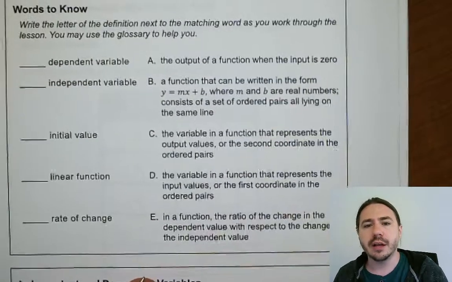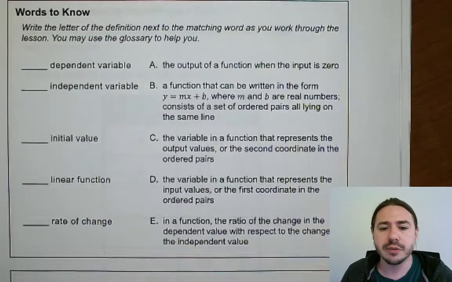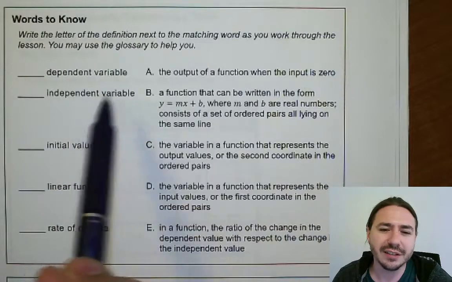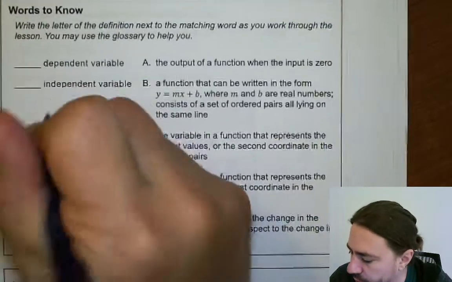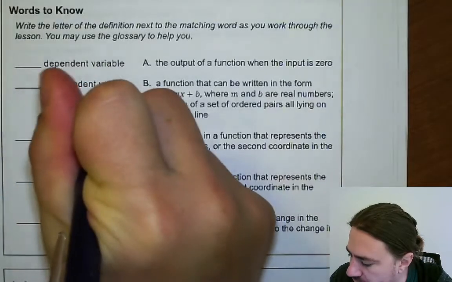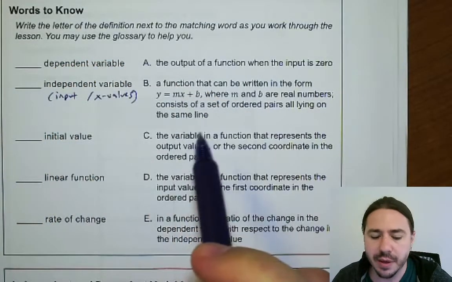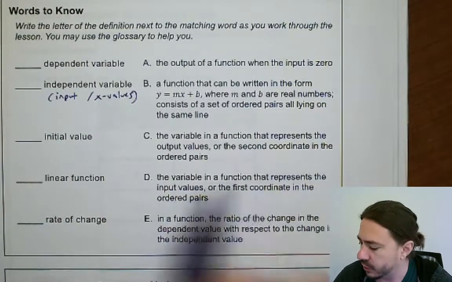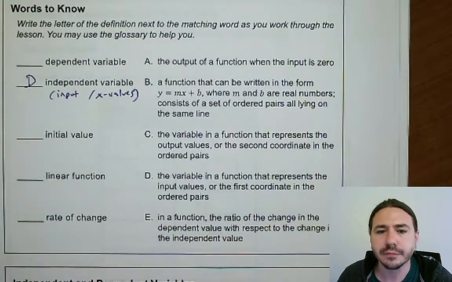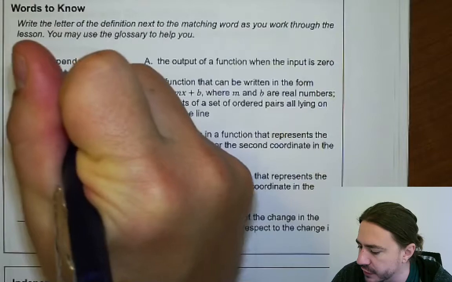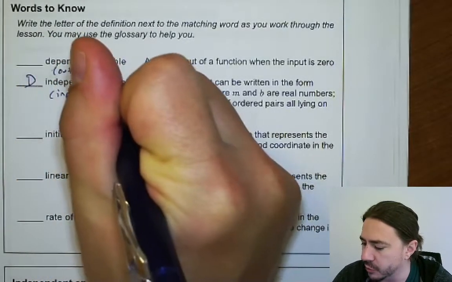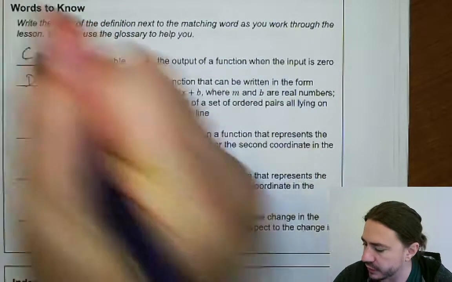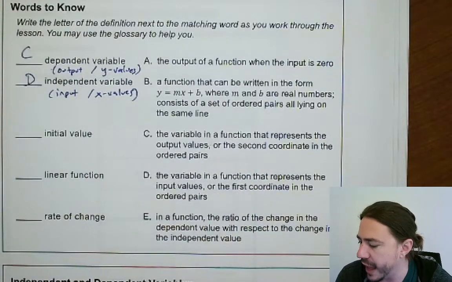So let's go through some vocabulary terms here. Some of these are from last time, like independent and dependent variable. I like to start with the independent variable because that is your input, or your x values. The independent variable is the variable in a function that represents the input values. The dependent variable, on the other hand, consists of your output values. Usually they're going to be the y values. So the dependent variable is the variable in a function that represents the output values.